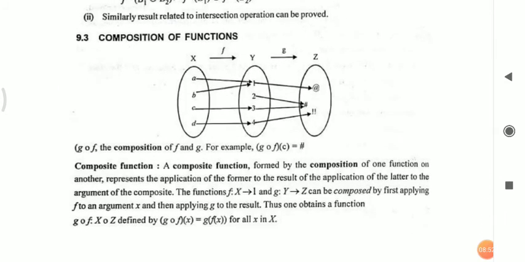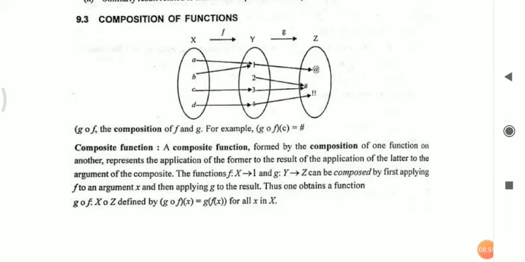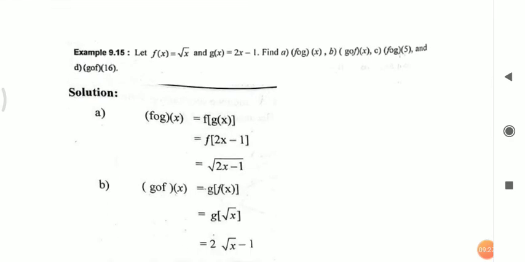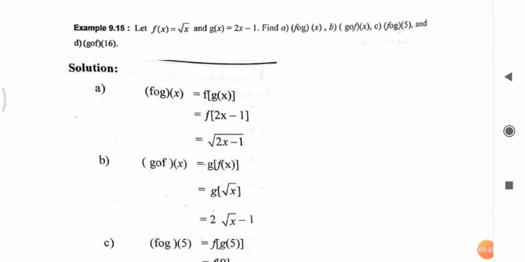Now composite of function. If function f is defined from X to Y and another function g is defined from Y to Z, then we can define a composite function from X to Z, that is g o f. That will be called composition of f and g. Composite of function will be defined as (g o f)(x), which will be treated as g(f(x)) for all x belonging to X. This function will be defined from X to Z, that is first set to third set. And one example for composite function is given in this case.